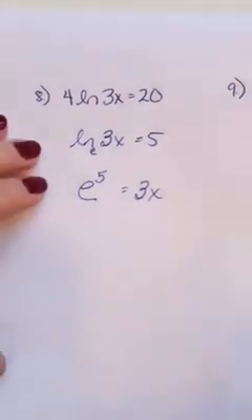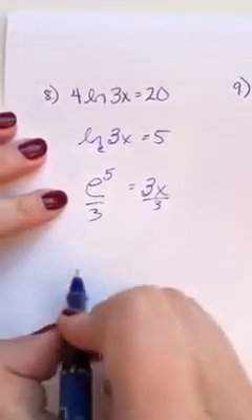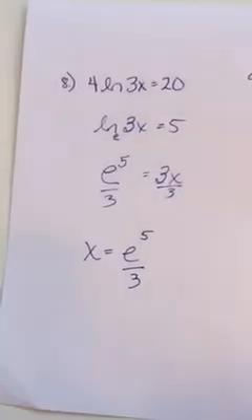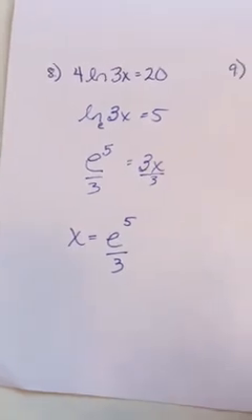Okay, so now to solve for x, I'm just going to divide both sides by 3, and x is equal to e to the 5th divided by 3. Not too bad there. Okay, question number 9.